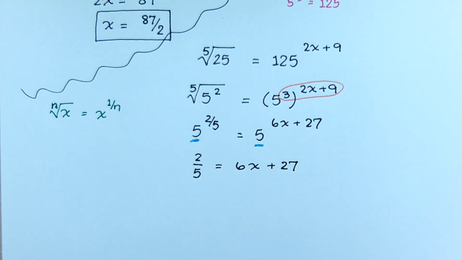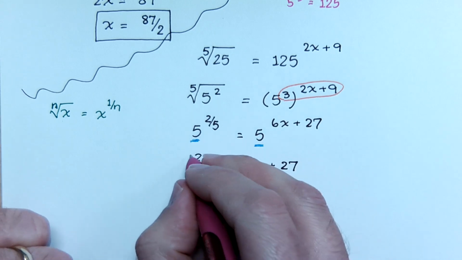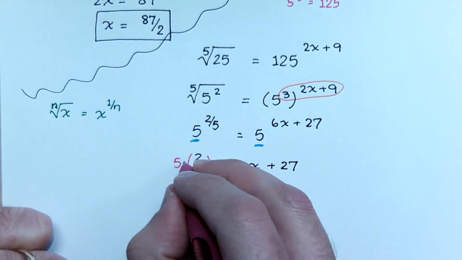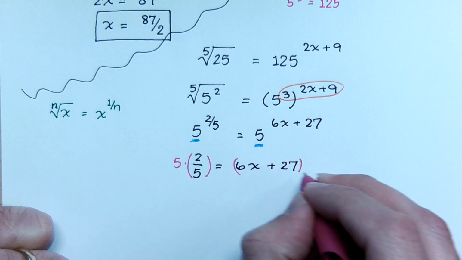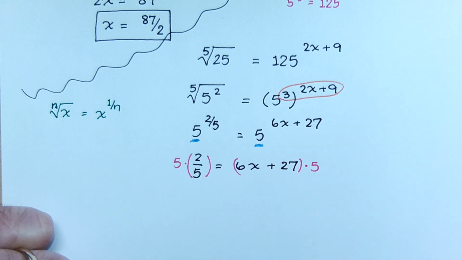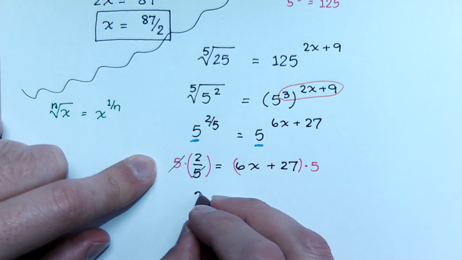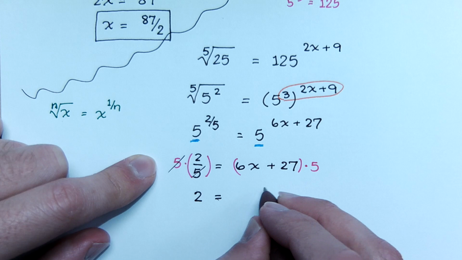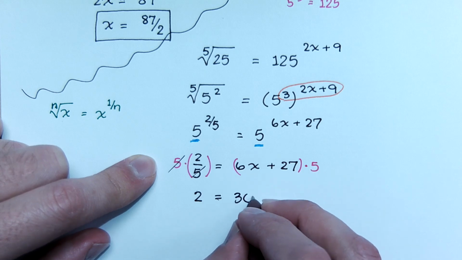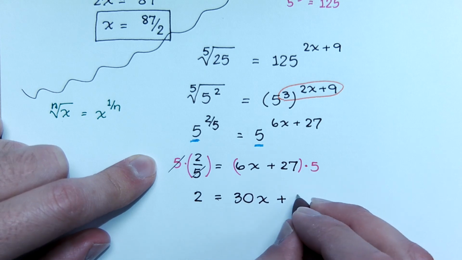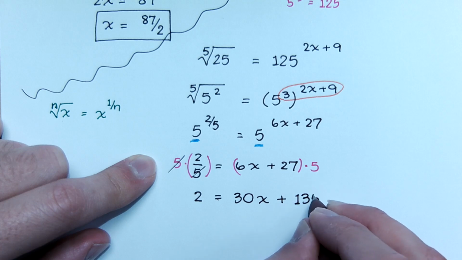And how do we clear fractions? Well, you want to find the LCD. In this case, it's 5. And you multiply both sides of the equation by that LCD. So I'm going to multiply both sides times 5. By doing it this way, on the left side, the 5s reduce. We just get 2. And then on the right side, we distribute. So 5 times 6x is 30x. And 5 times 27 is 135.